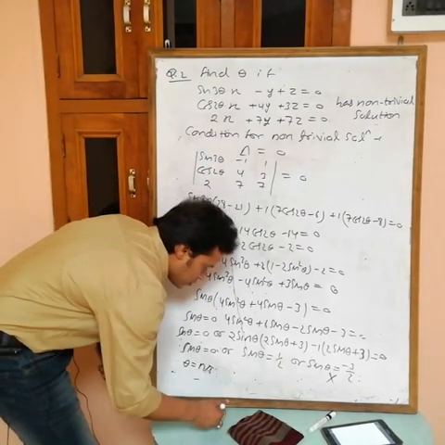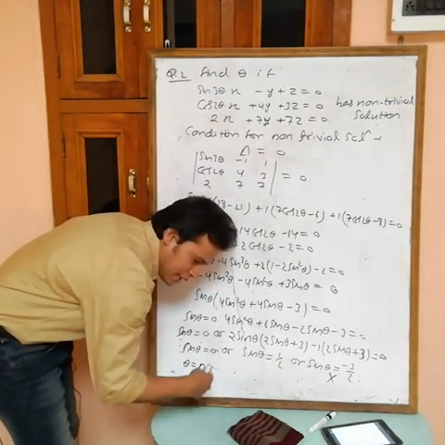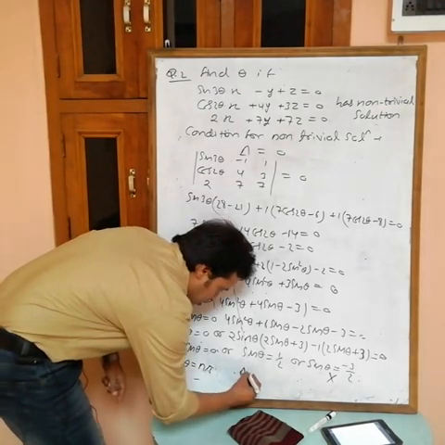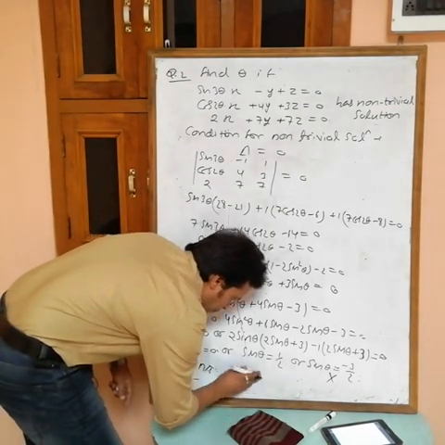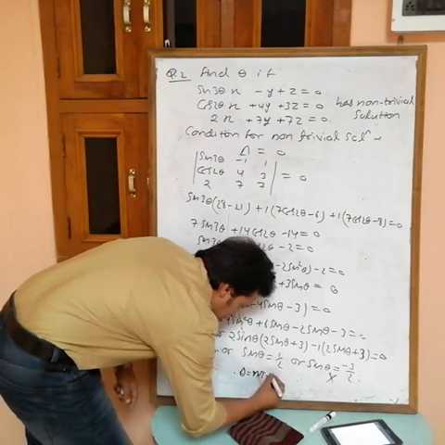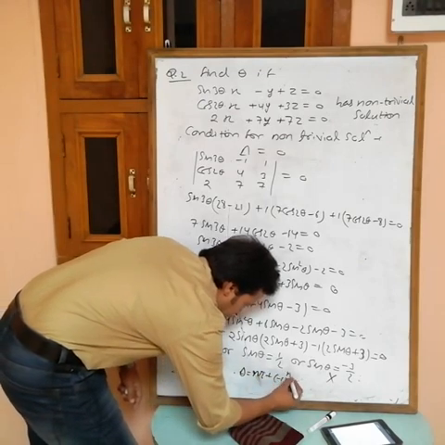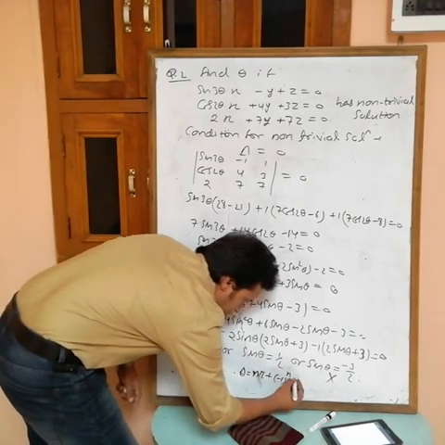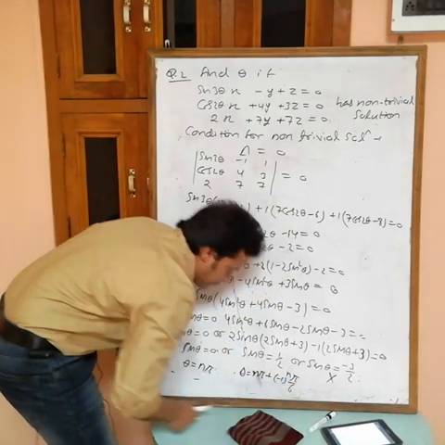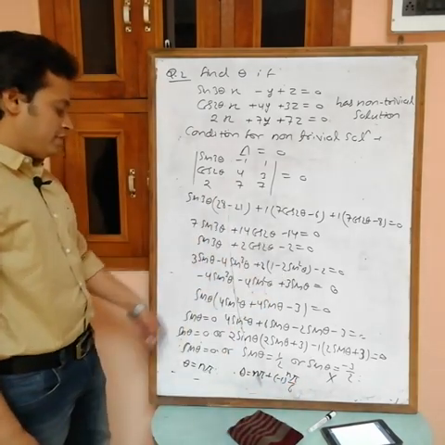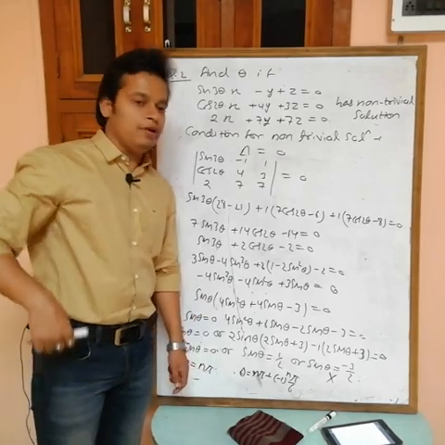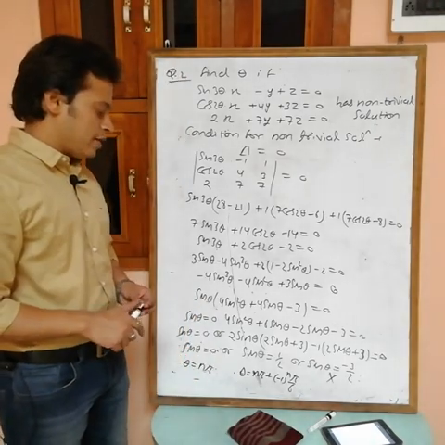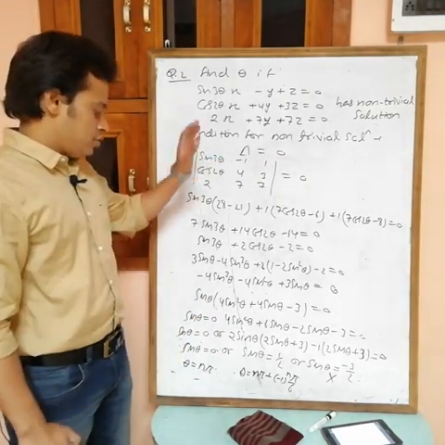Okay. And sin theta equals 1 by 2. Here alpha is pi by 6, na? Then theta equals n pi plus minus 1 power n into alpha. Alpha is sin pi by 6, so pi by 6. Okay, so these are the values of theta, either n pi or n pi plus minus 1 power n into pi by 6. Okay na?